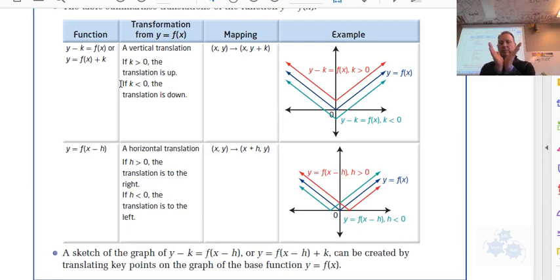But you can move any function left or right by affecting the value inside the function, right here. So anything that's added or subtracted to x will move it left or right. Anything that's outside of the function, or attached to the y value, moves it up or down. So if you have y equals f of x plus k, then it goes k units up. If it's minus k, it goes k units down, and so on. So left, right, up, down.